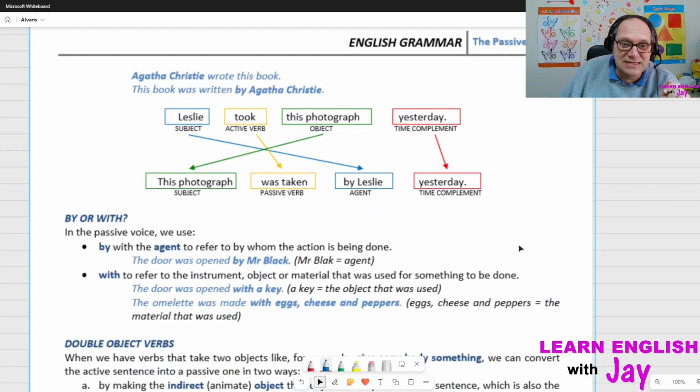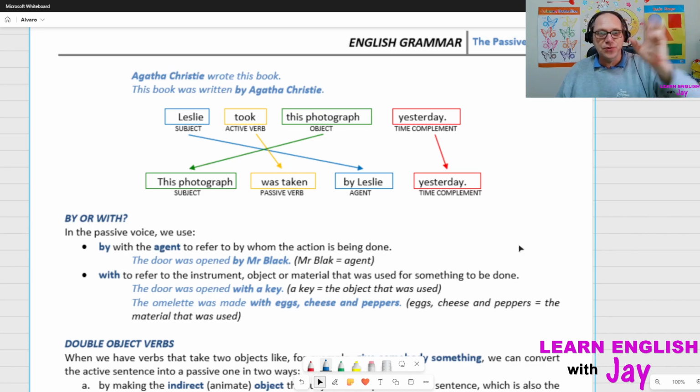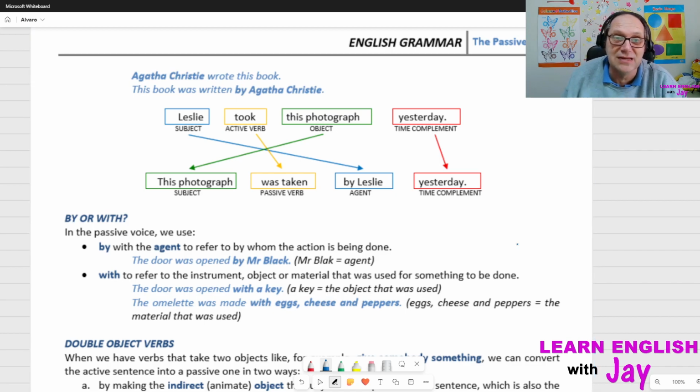Now, as I can see it here, Agatha Christie wrote this book. So we take this book, that is the object, and it now becomes the subject for the passive voice. The book, we're now going to go into the verb to be, and it's written in the past tense, so we're going to have to use the past tense of to be, which is was. Written is the past participle of wrote. Write, wrote, written. And then because we want to mention who wrote the book, it's important to mention that. We're going to say by Agatha Christie.